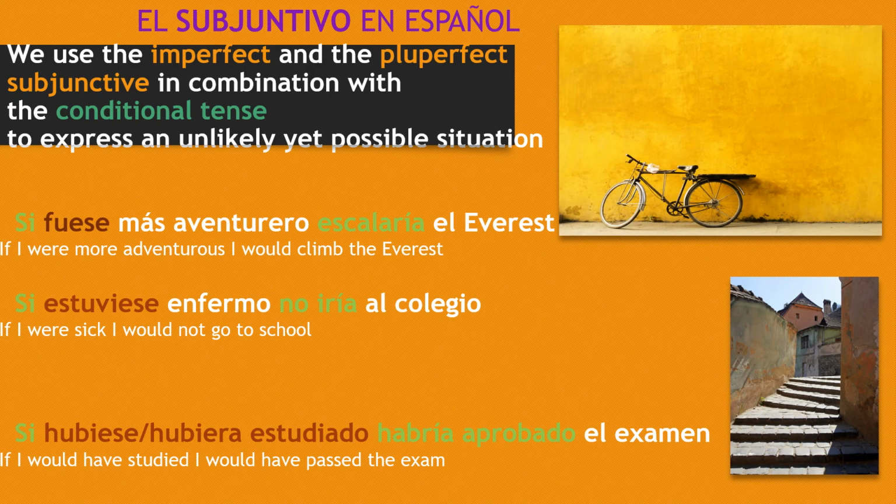Again, your regular conditional. And then, one step further, we use the pluperfect subjunctive to say I would have studied, I would have done that. It's even more unlikely. If I would have done that, I would have passed. So, si, that conditional, if. Hubiese o hubiera, again, that double possibility. Estudiado, this is your pluperfect subjunctive. Habría aprobado, this is your conditional in the indicative, regular one. I would have passed the exam.